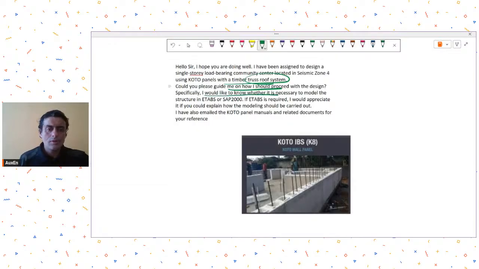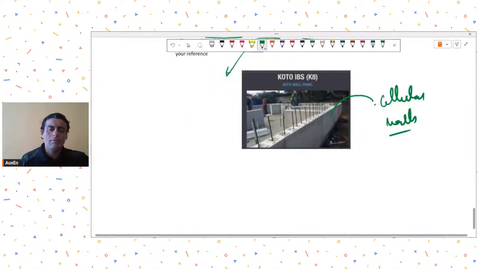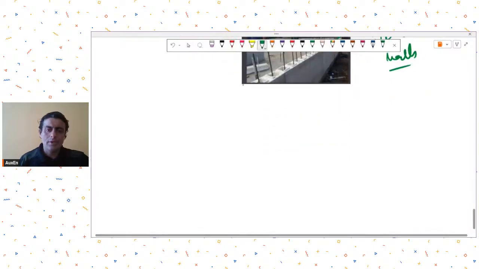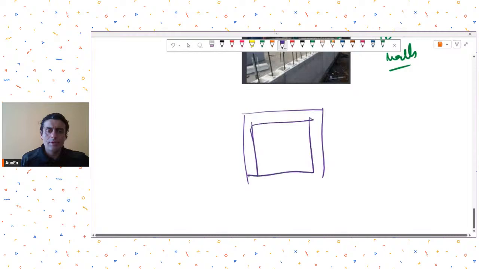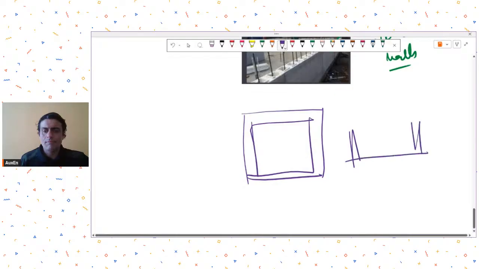I would like to know whether it is necessary to model the structure in ETABS or SAP if required. I would appreciate if you explain how the modeling should be carried out. I have also emailed the Koto panel manuals. I did not get these manuals on the email I checked. So it looks like some cellular walls, prefab walls, and so he's trying to use this as his load bearing system. So maybe this is the plan view, and he wants to use this as his load bearing system. And on the top, there are only timber roof trusses that he's putting.